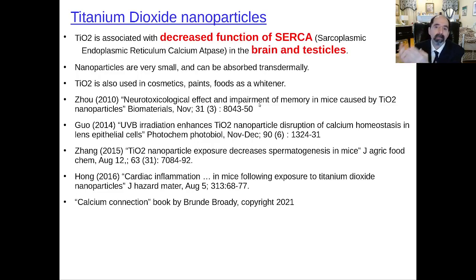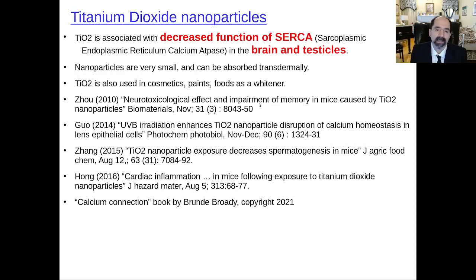Another way is it'll pump calcium into the endoplasmic reticulum, and that's where this enzyme comes into play, SERCA, sarcoplasmic endoplasmic reticulum calcium ATPase. So titanium dioxide nanoparticles have been shown to inhibit the function of SERCA. Not good. You don't want anything inhibiting SERCA. It also inhibits the SERCA enzyme in the testicles, which makes me think that it's somehow getting across the blood-brain barrier and the blood-testicle barrier.